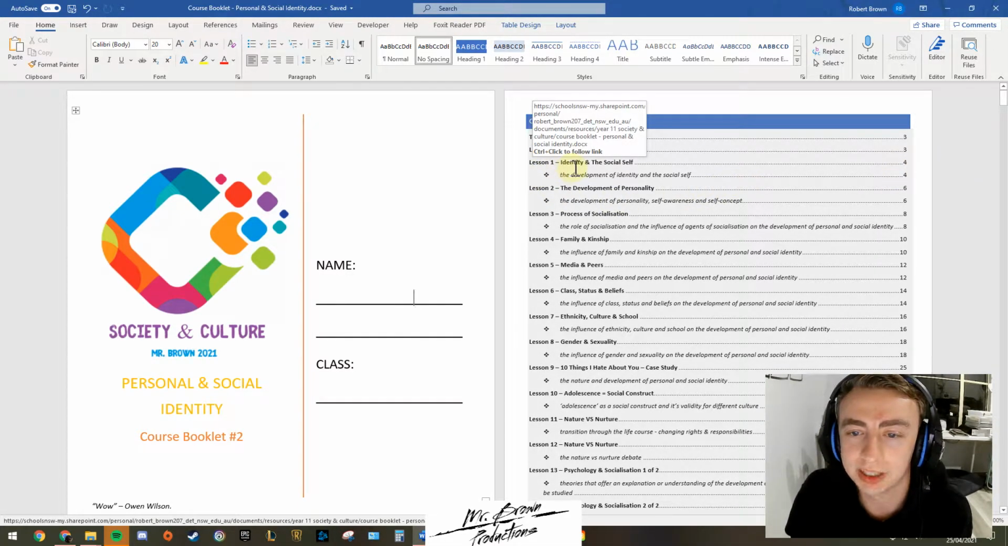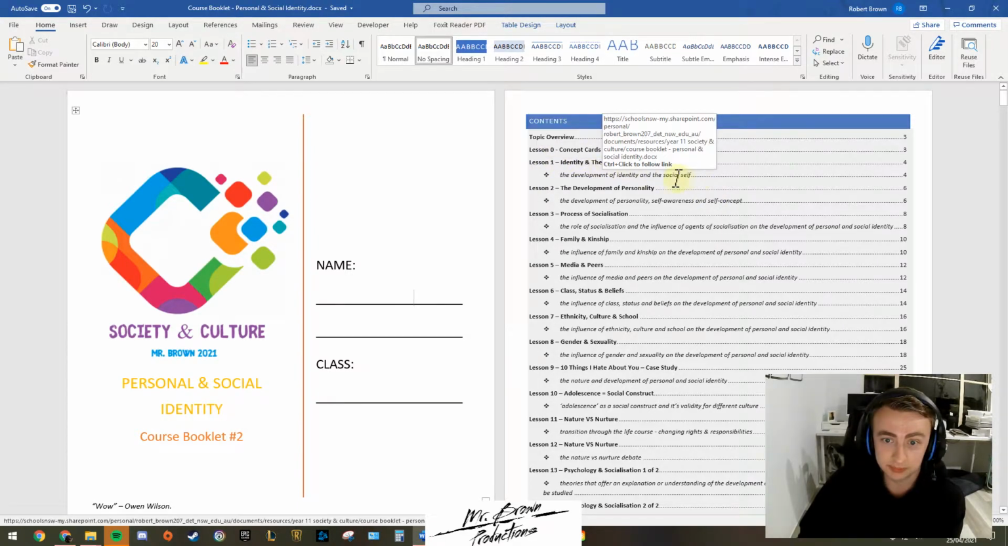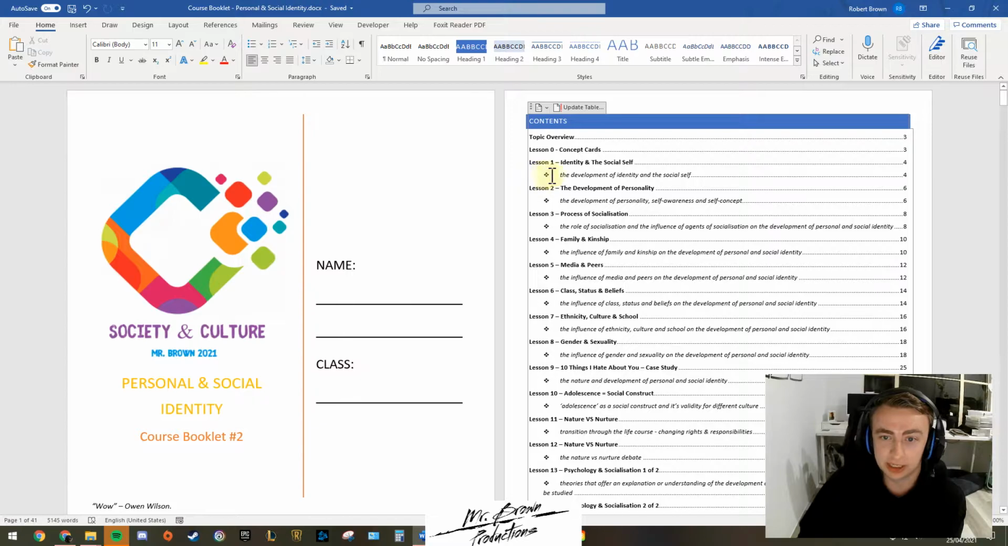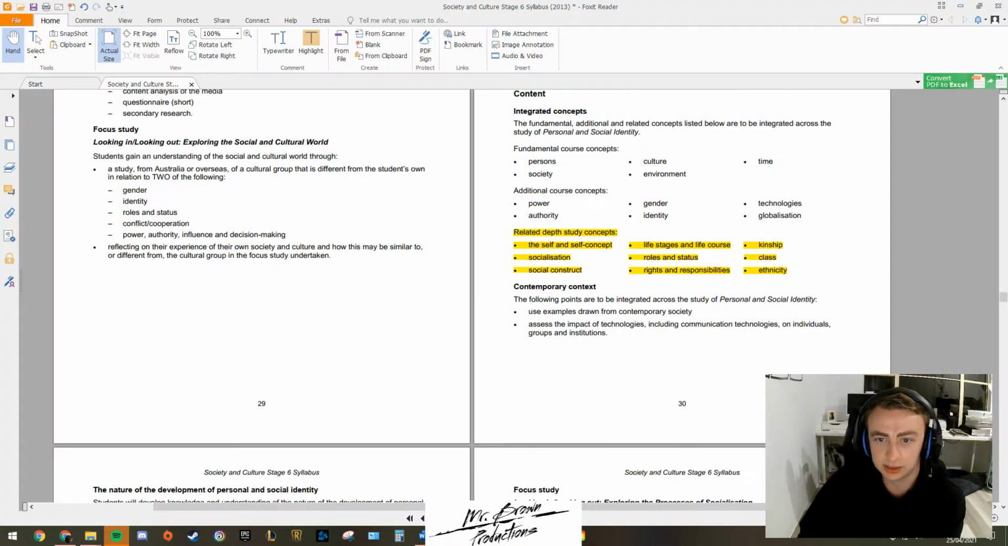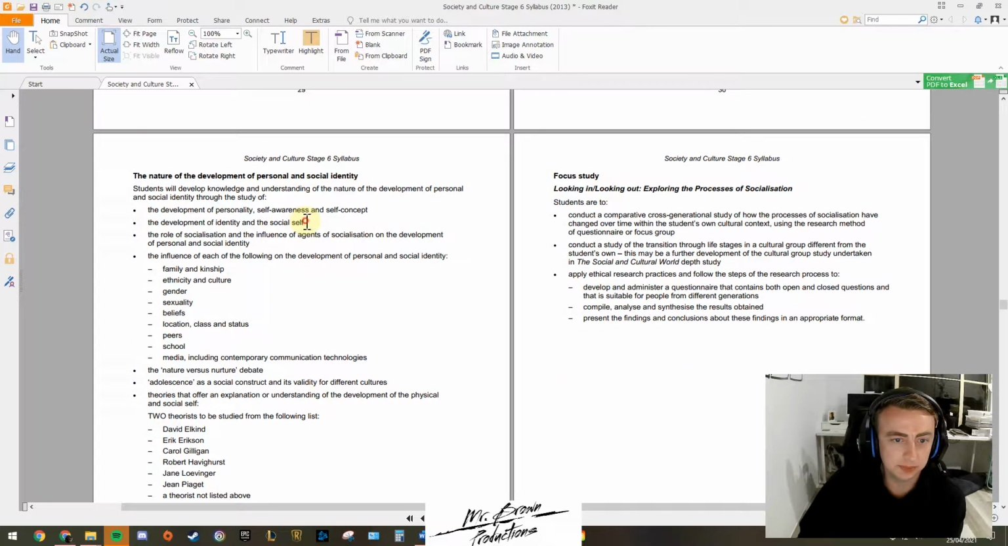Lesson one, identity and the social self. So again, what we should be making sure we're doing at each and every lesson is highlighting the lesson that we're doing. Remembering that this part here is the syllabus dot point. Okay, so I put that here. So if we were to look here, we're starting there. We're going to do that one next lesson.